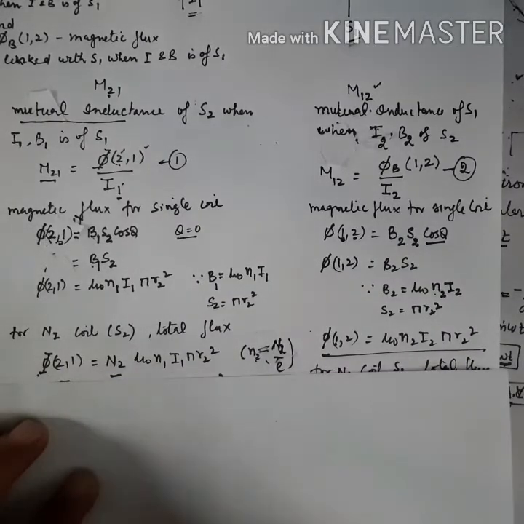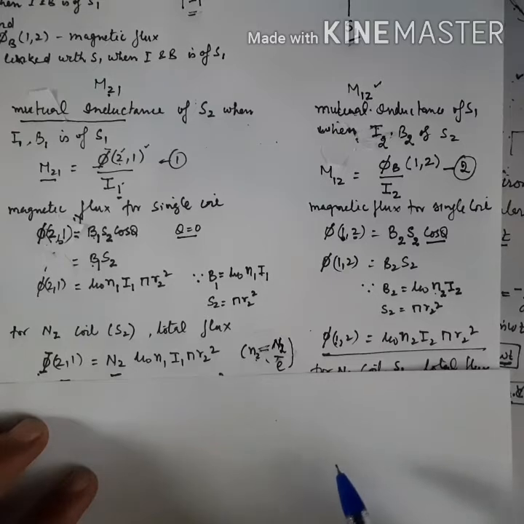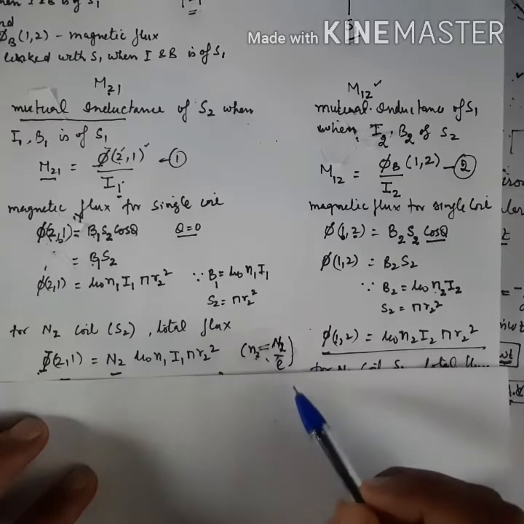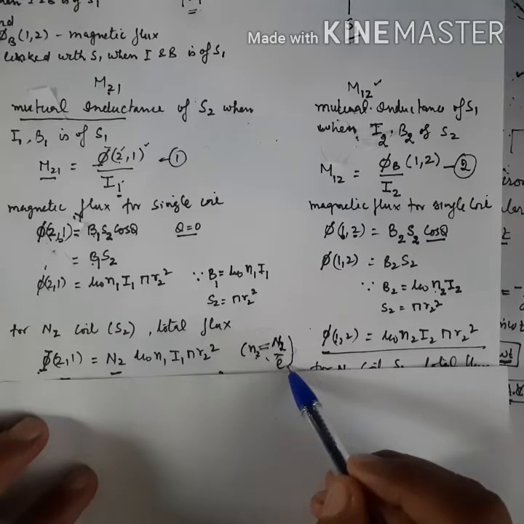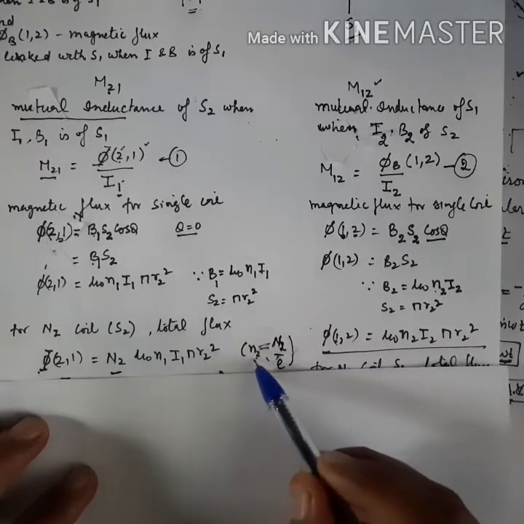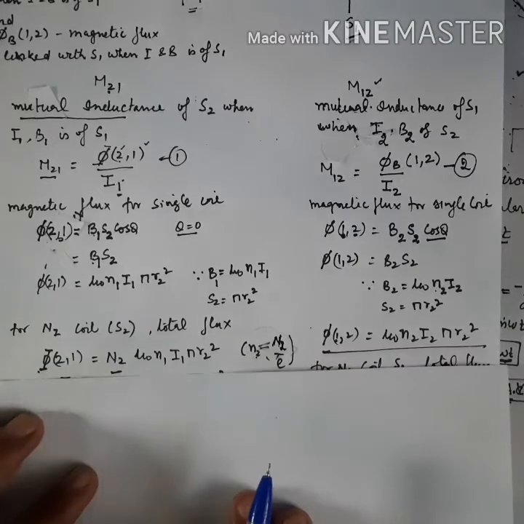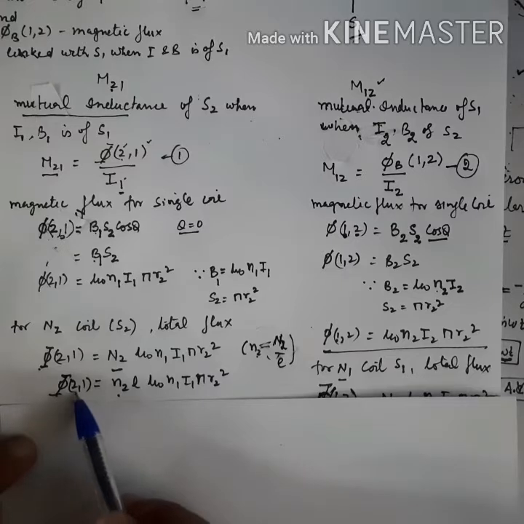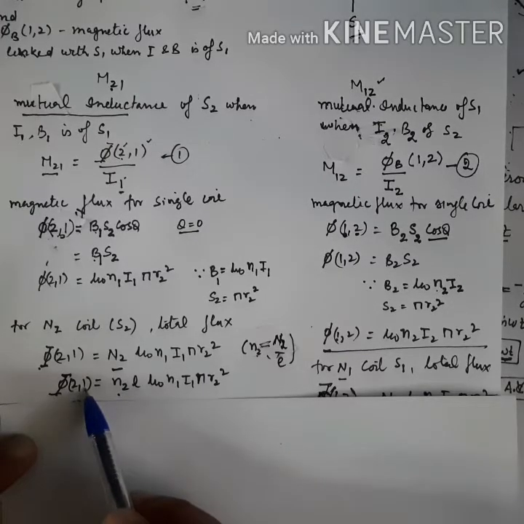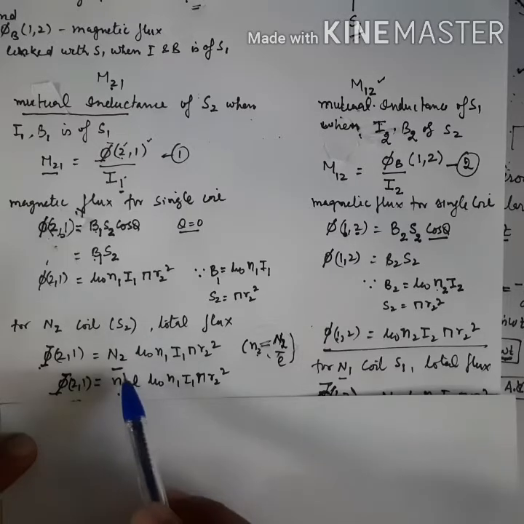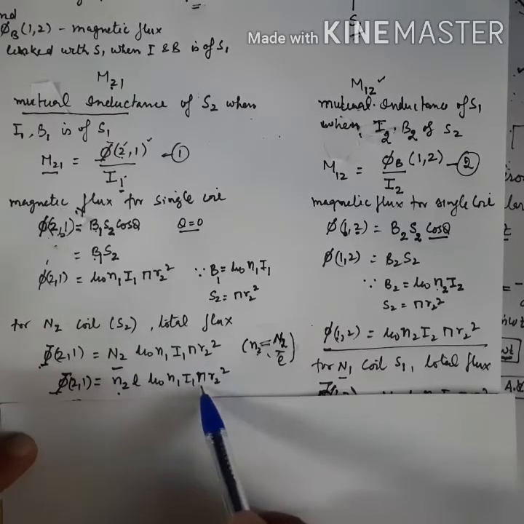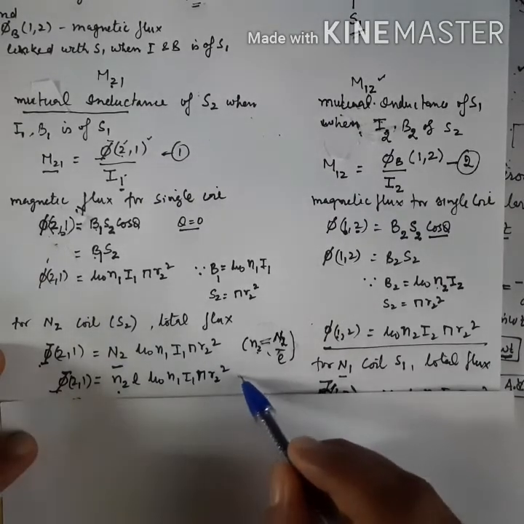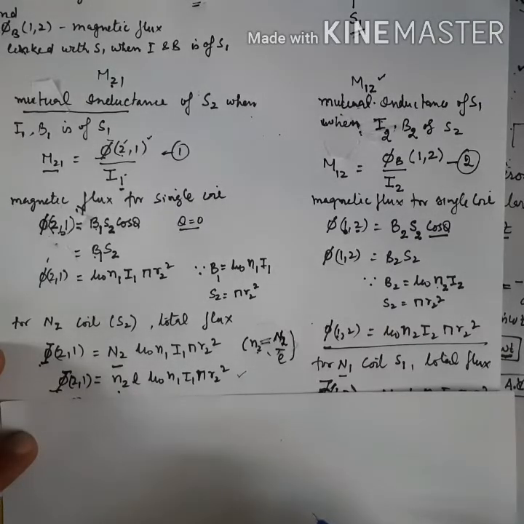Here the total number of turns can be written in terms of the number of turns per unit length. N2 is the number of turns per unit length of solenoid S2, so the total number of turns will be N2 multiplied by L. If you put the value, we get the result: the total flux linked with the second coil when the current is in the neighboring coil 1 is equal to N2 L mu naught N1 I1 pi R2 square. This is the total flux we have calculated as linked with the second solenoid.